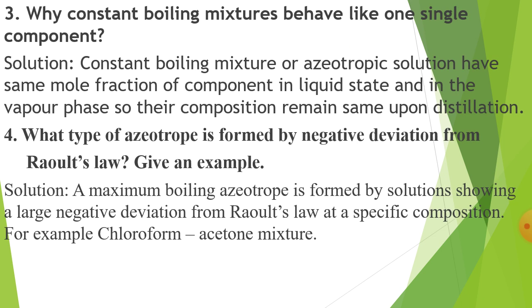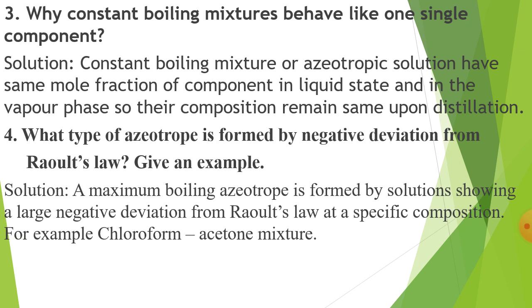Question number 3. Why do constant boiling mixtures behave like a single component? So the answer is, constant boiling mixtures or azeotropic solutions have the same mole fraction of components in the liquid state and in the vapor state, so their composition remains the same upon distillation, and hence the mixture behaves like one single component. This type of answer you have to write in your board examination also. Got it?